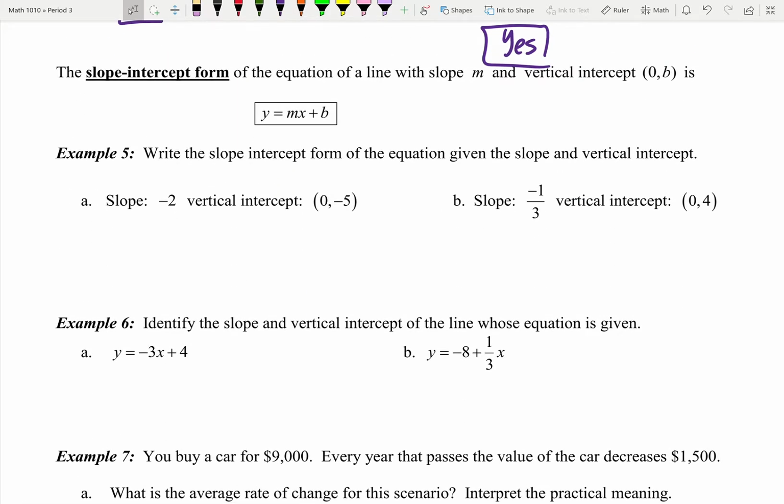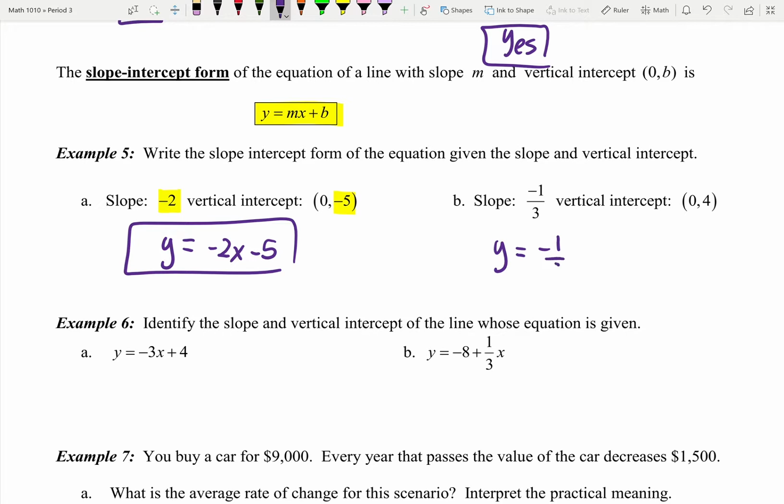Okay, here we go. Slope-intercept form. You have to have memorized that this is slope-intercept form. This is your slope, and this is your y-intercept. It's really so easy. Look what you do. y = -2x - 5. That's it. Let's do the next one. y = -1/3 x. Is it plus, or what do I put here now? +4. Yep. Your y-intercept is right there, and it's 4.